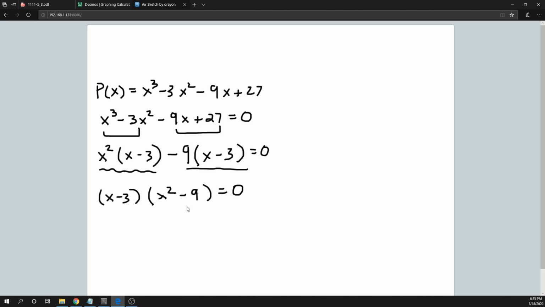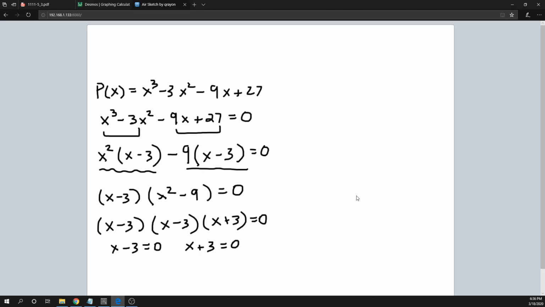I can factor this a little bit more. This x squared minus 9 is also the difference of two squares, so I can write it as x minus 3 times x plus 3. Now I have it completely factored, and you can set each of these factors equal to 0 and solve. So either x minus 3 is 0 or x plus 3 is equal to 0.